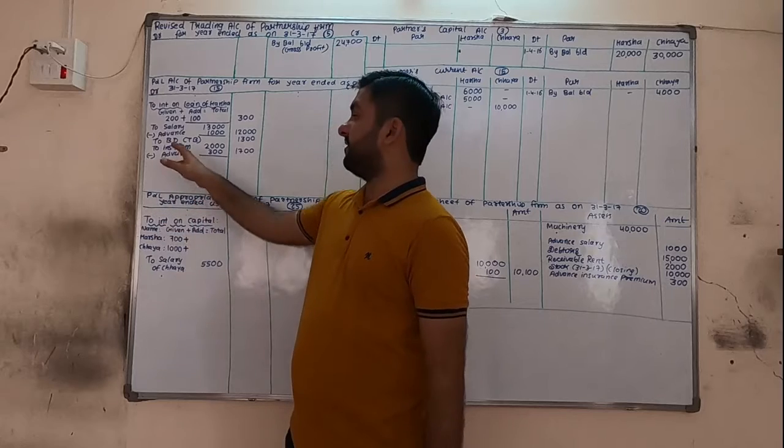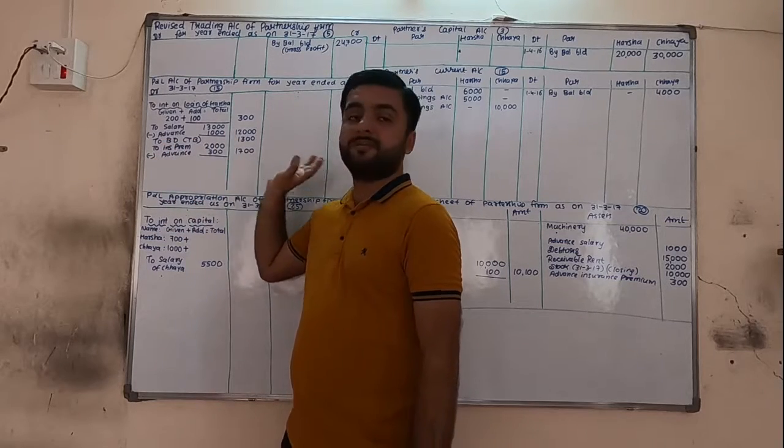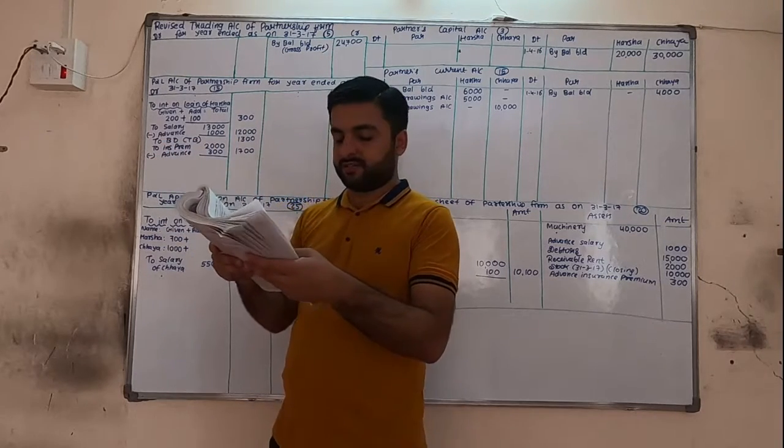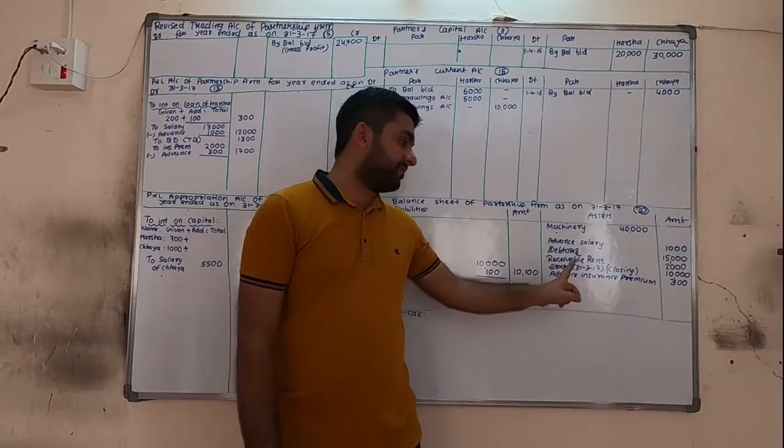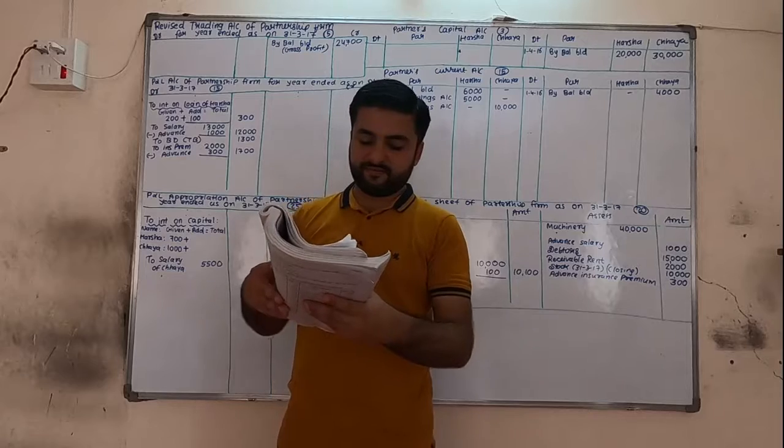Bad debts: nothing to do, so it goes directly to bad debts in the outer column of the trial balance, because no adjustment is given. Stock of goods is already given in the trial balance itself, so there is only a single effect on the asset side.